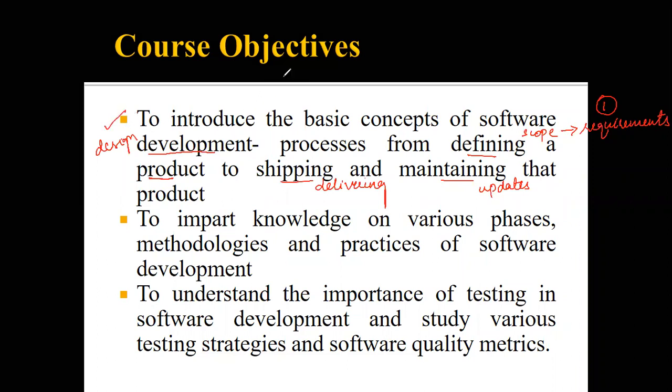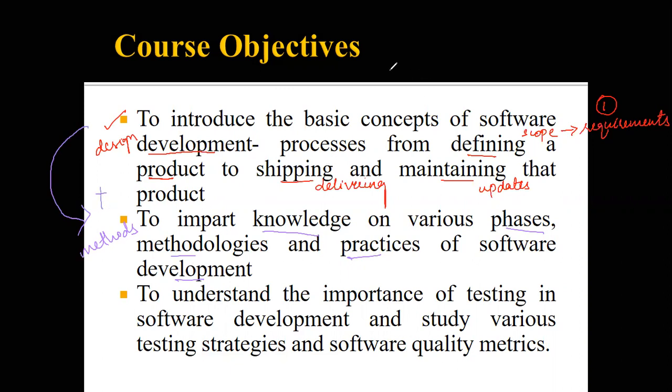Coming on to the second objective. The second objective is to impart knowledge on various phases, methodologies, and practices of software development. So that you get the knowledge on the different phases. What are phases? Different steps, or you can say different activities that you're going to perform in one particular phase, that is, in one cycle. And the different methodologies mean the different methods and practices that you're going to use within software development. First, we identified how you're going to develop the software, the basic concept. Then you're adding the different methods and practices to the development process.